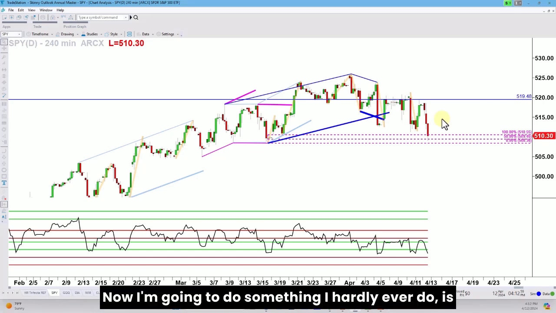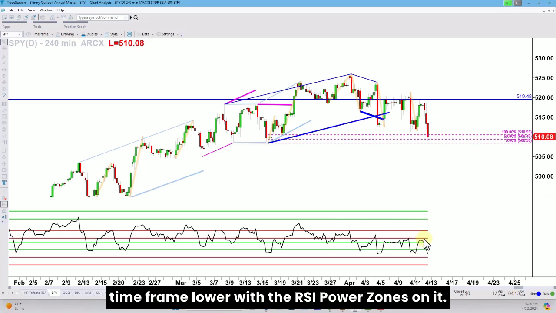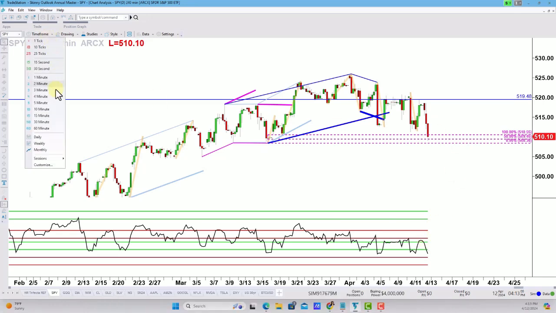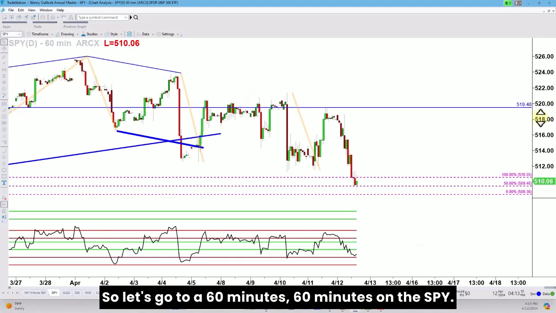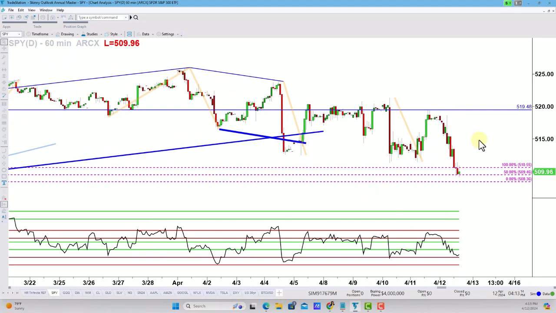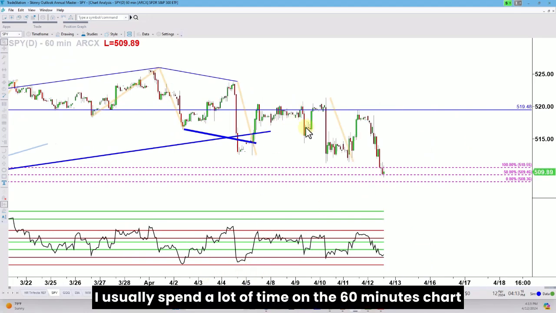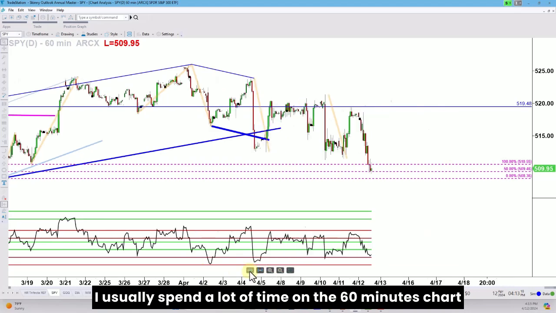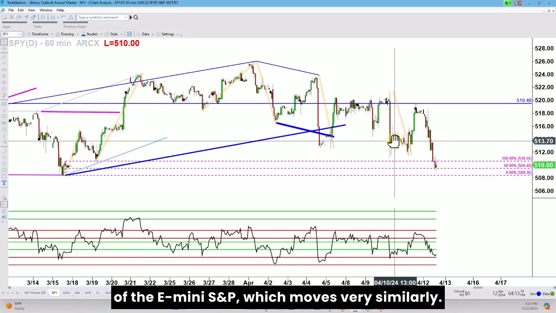Okay, I'm going to do something I hardly ever do. I'm going to take this 240-minute chart and go a time frame lower with the RSI power zones on it. So let's go to a 60-minute. 60-minute on the SPY. This is not something I ever do. I usually spend a lot of time on the 60-minute chart of the E-mini S&P, which moves very similarly.